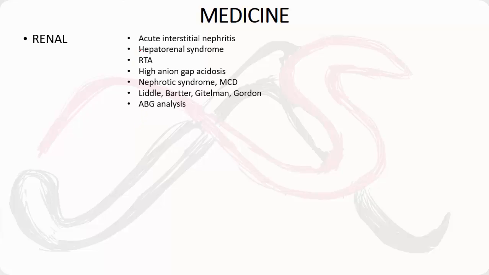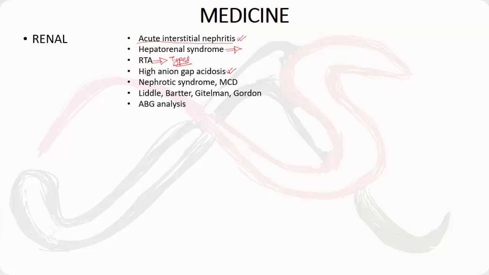The list of important topics in the renal system includes the causes of acute interstitial nephritis. You also have to remember the pathology behind it and what are the biochemical markers in cases of acute interstitial nephritis. Hepatorenal syndrome, the types of hepatorenal syndrome and the etiology behind it. Again, the same thing for renal tubular acidosis, the types of renal tubular acidosis and what are its causes.